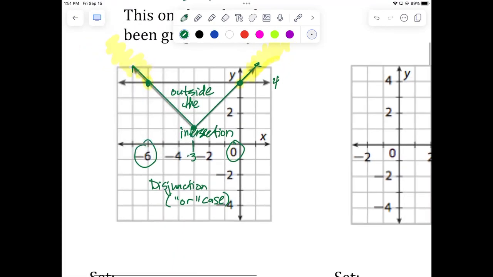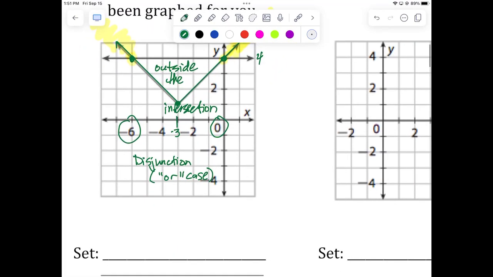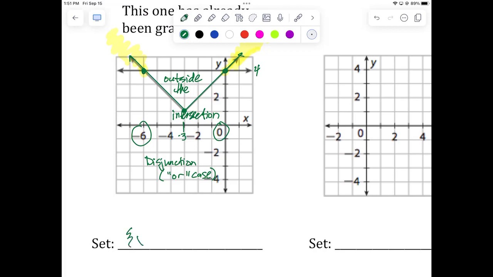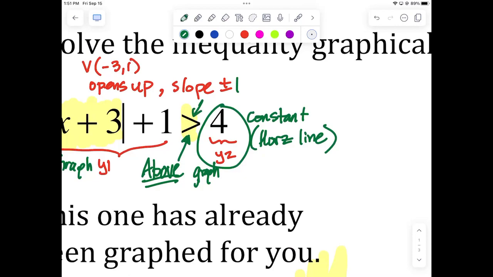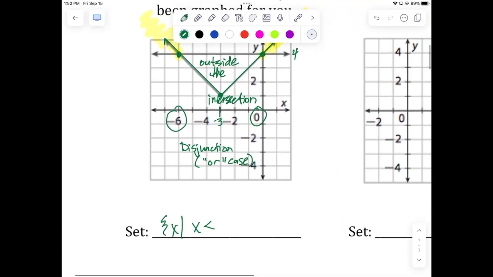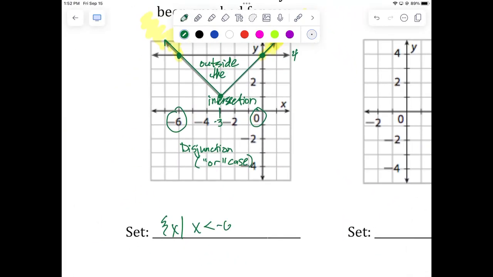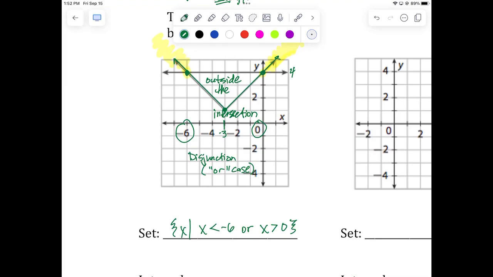So here's what we're going to do. We'll do it in set notation. It's going to be the set of all x such that x is less than, is it less than or equal to? Well, that's going to be determined by this up here. If it's a strict inequality like this one is, it's going to stay a strict inequality. So it's strictly above when x is strictly to the left of negative 6 or when x is to the right of 0. It's outside the intersection points. That's where the graph is above the line.